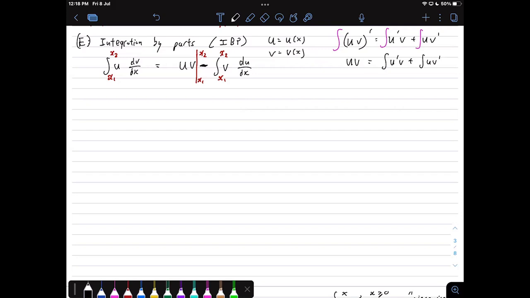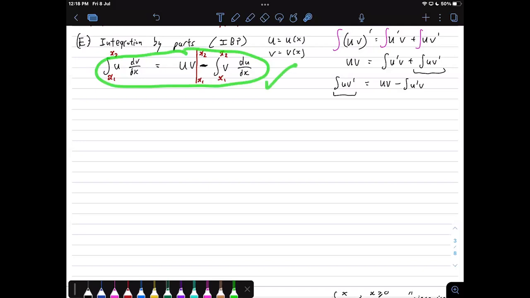Now, if I just make this the subject, integral uv prime will be equal to what? The u prime v, bring over, so it becomes a minus. The uv minus integral of u prime v. Exactly. Which is exactly what we have here.